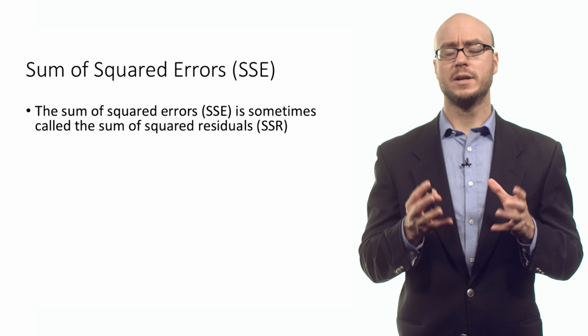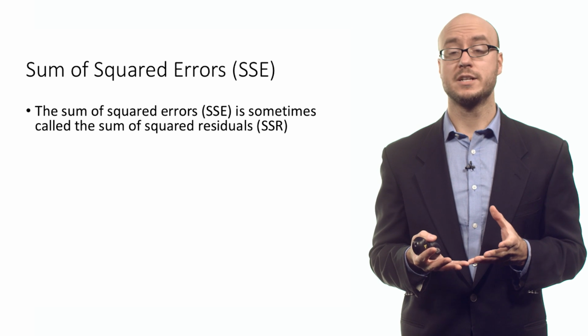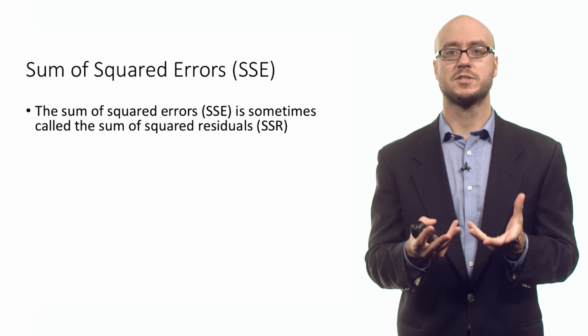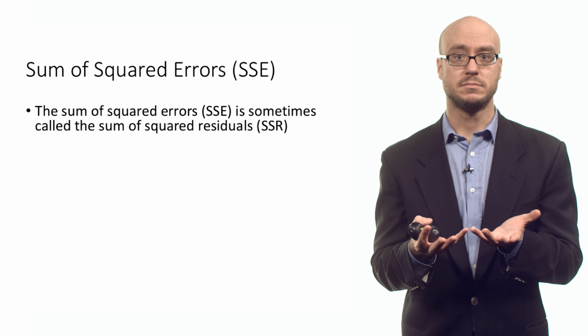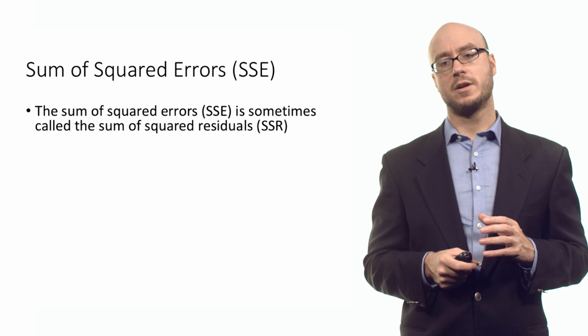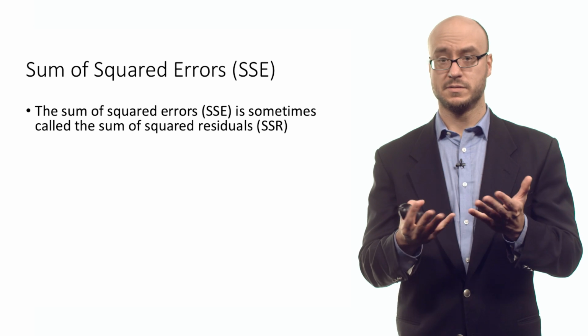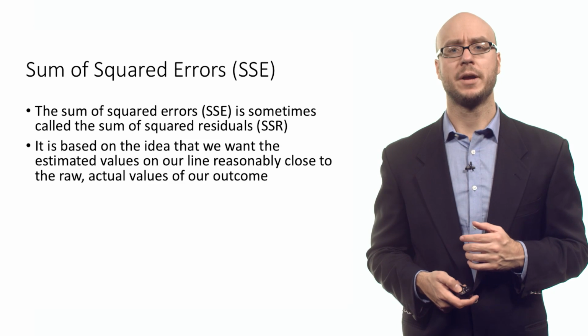Well, it's exactly what it sounds like. This is one nice thing about statistics. The language is pretty transparent. So when somebody asks you, what is the sum of the squared errors? You can say, well, you add up all the squared errors. It's the sum of the squared errors. Sometimes it's called the sum of the squared residuals, and that's because the errors or residuals are synonymous. It means the same thing.